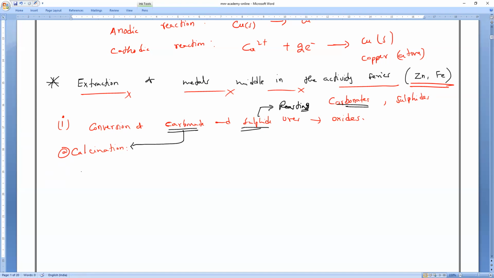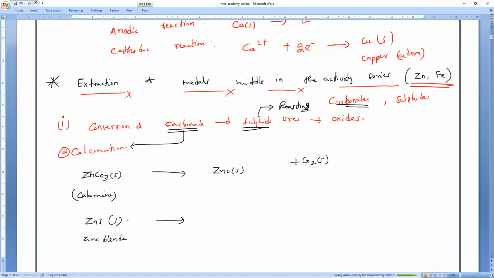Calcination of zinc carbonate, the ore. The common name of zinc carbonate is calamine. It turns into zinc oxide plus carbon dioxide. Same way, zinc sulfide, the sulfide ore, is called zinc blende. This undergoes roasting, not calcination. Roasting means in the presence of oxygen, so it turns into zinc oxide plus sulfur dioxide.